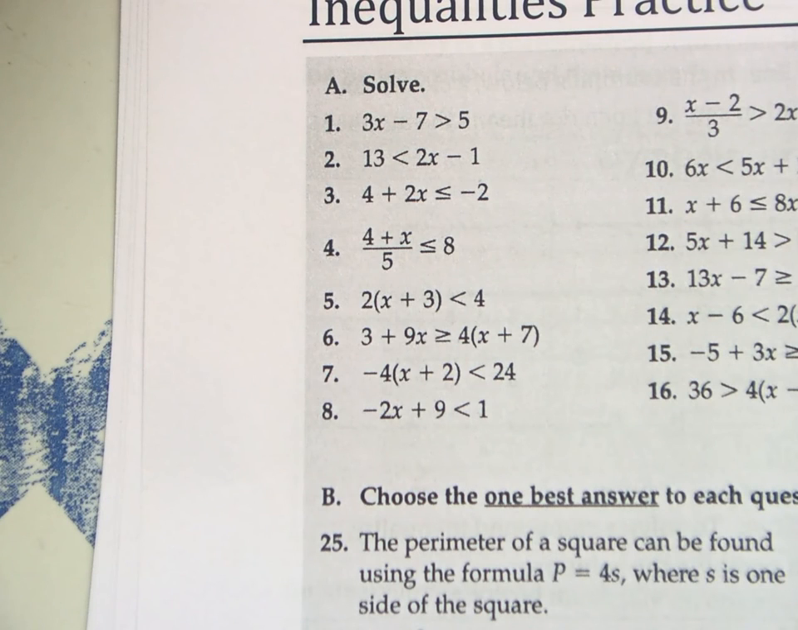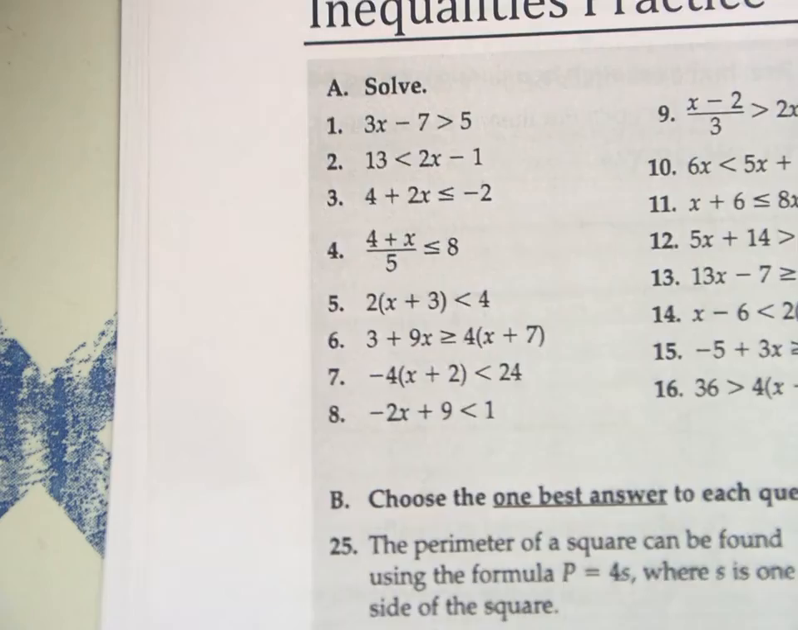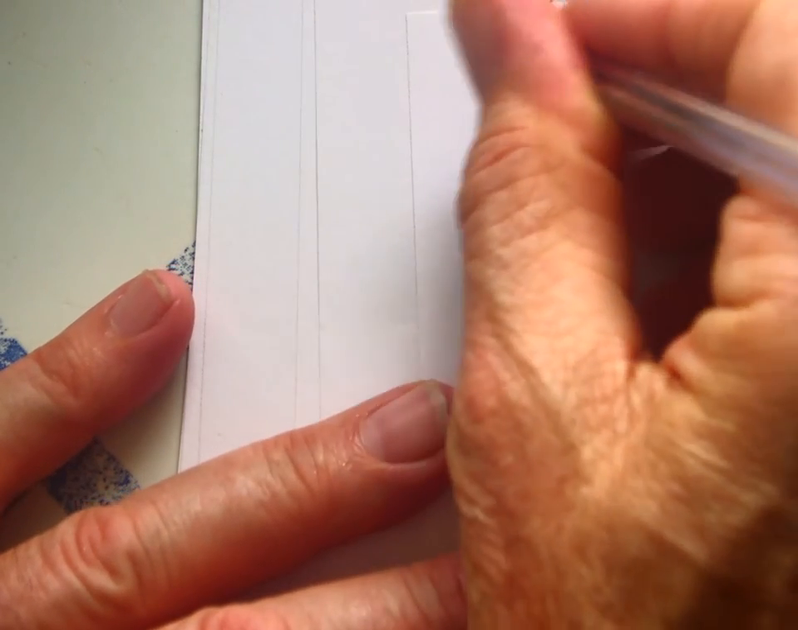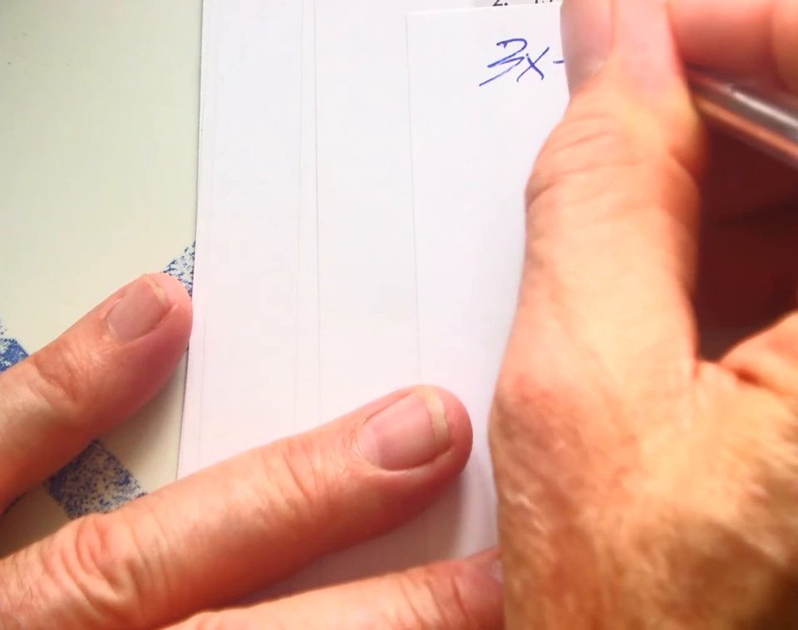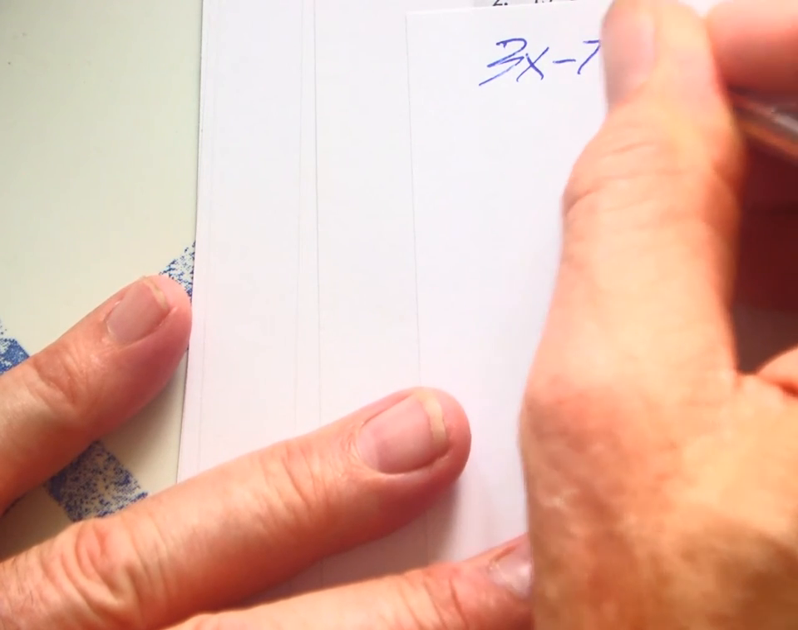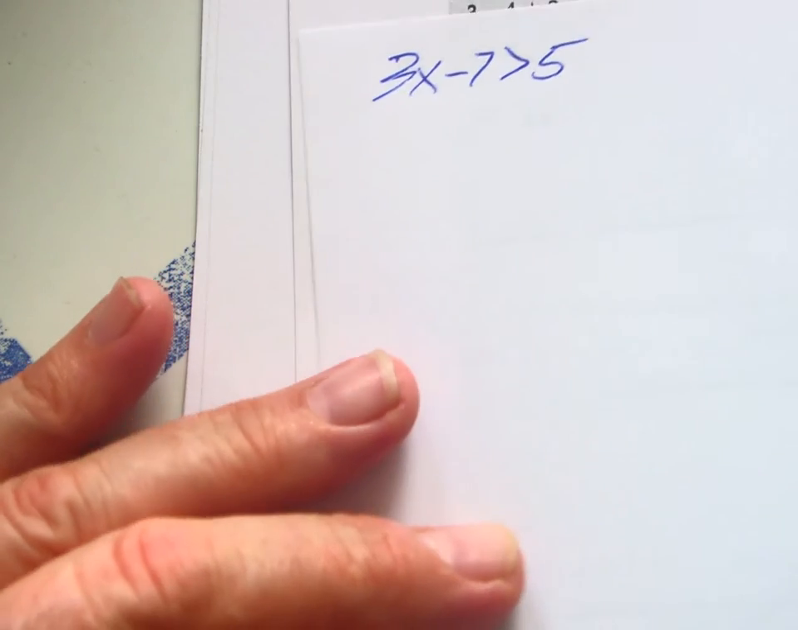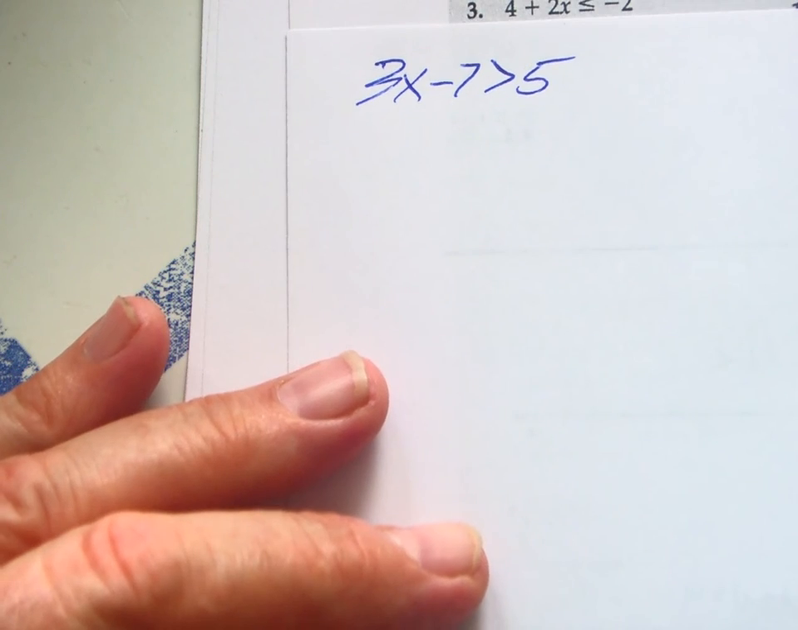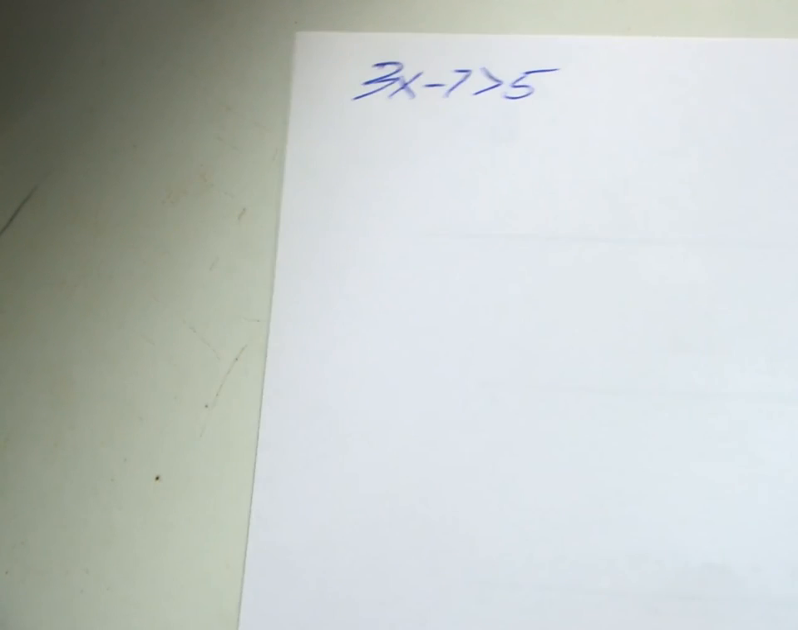First one is 3x minus 7 is greater than 5. So I'm going to copy that onto here. 3x minus 7 is greater than 5. So what I'm going to try to do is solve this. I'm going to try to end up with just an x. Okay? So remember how to do these? Just do them just like it's an equation. 3x minus 7 is greater than 5.